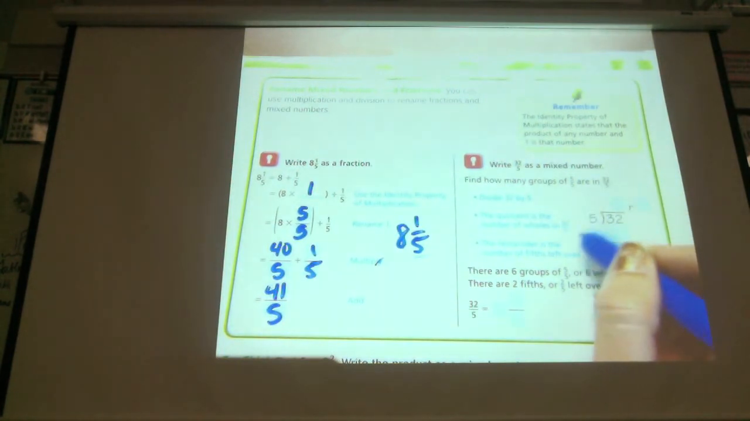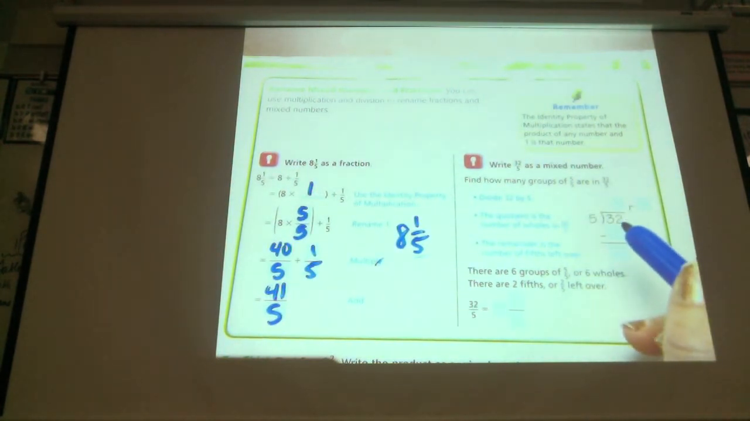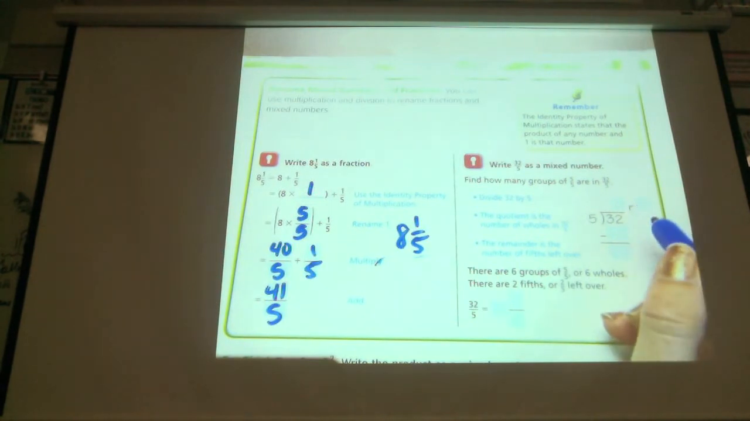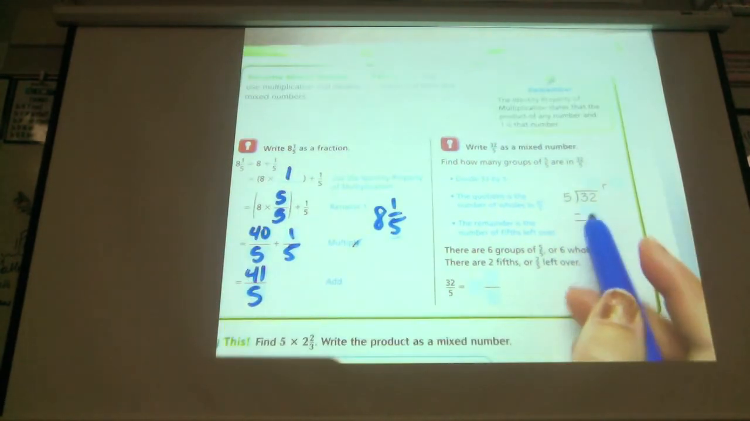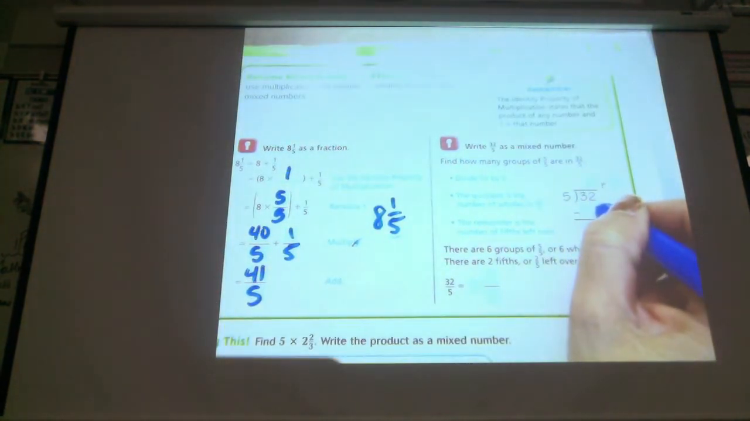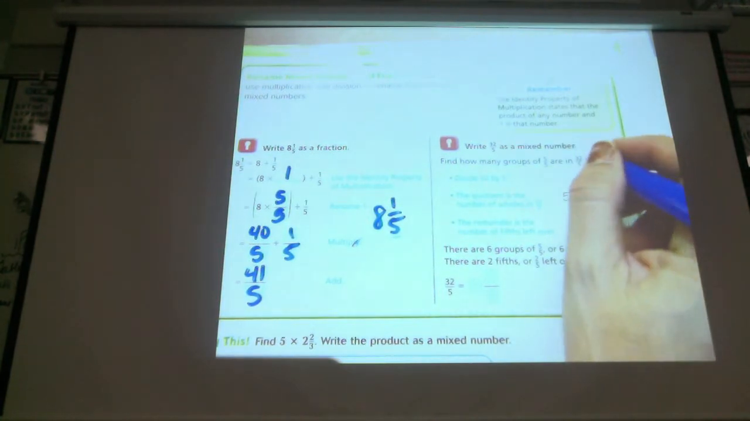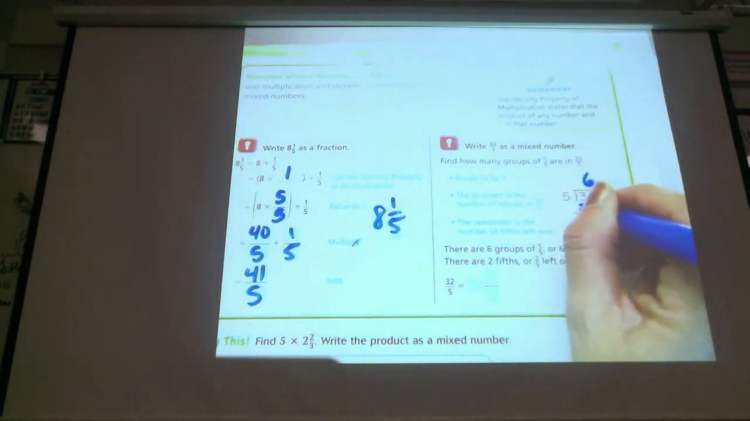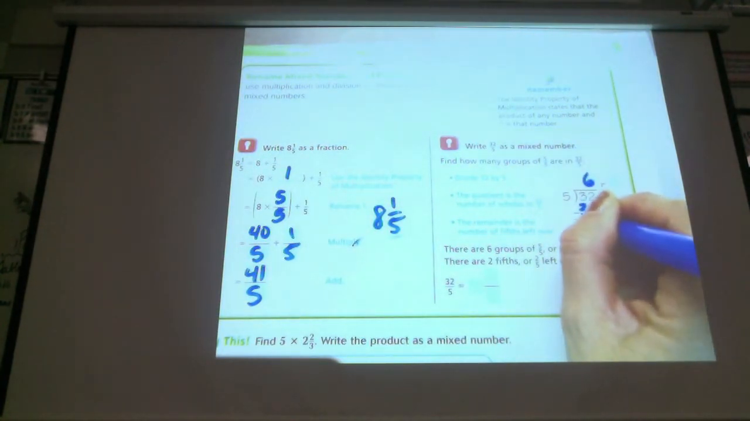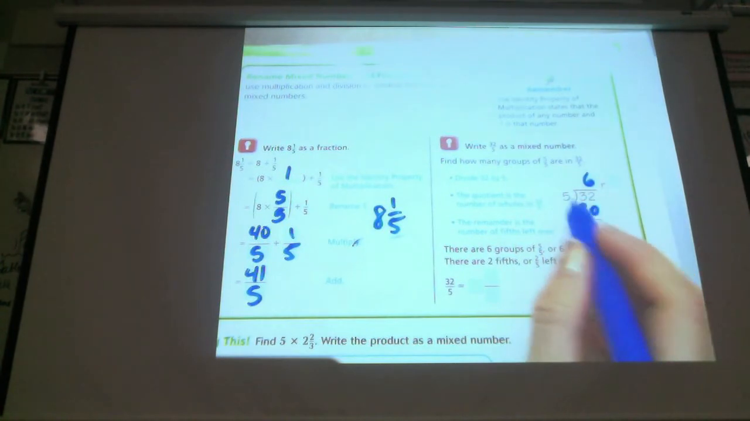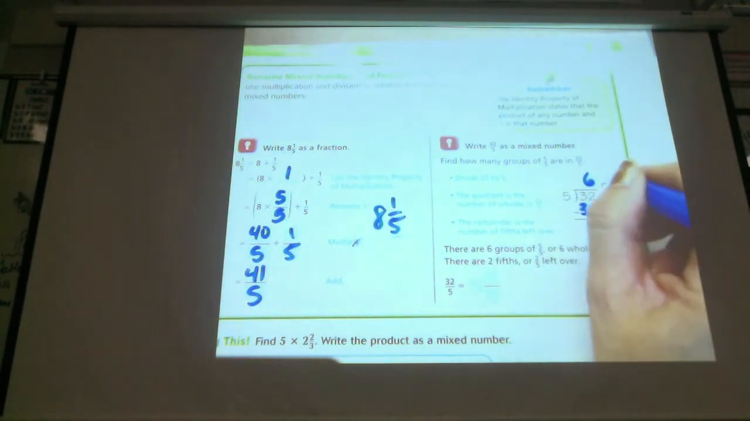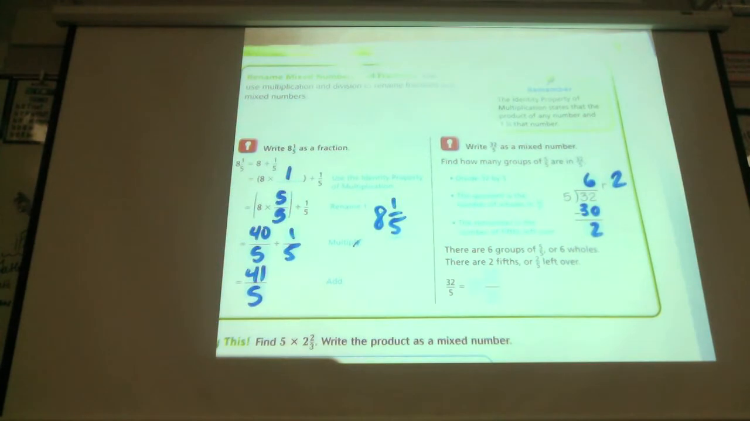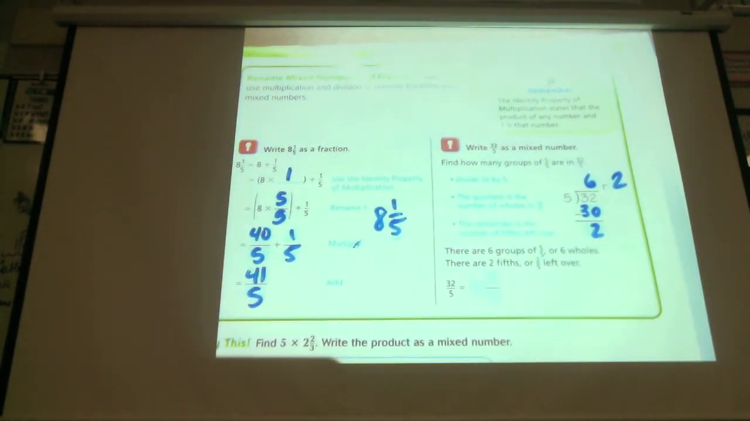Write 32/5 as a mixed number. So we are going to do some division. Yay, we've missed division, haven't we? Yes. 32 divided by 5. Raise a quiet hand if you can tell me how many times 5 goes into 32, Sophia? 6. 6 times 5 is? 30. When I subtract, I get? 2. Can 2 be divided by 5? Nope, so that's my remainder. Is that a fraction? No.